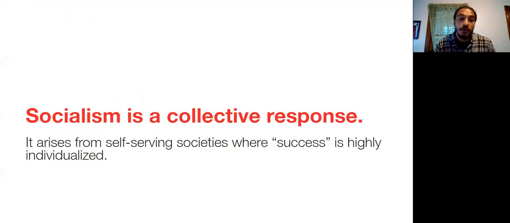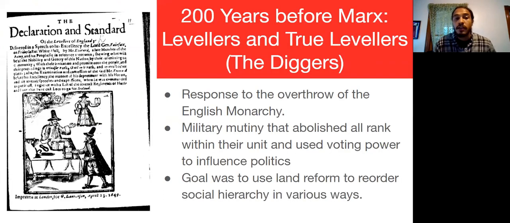So, starting with the origins, socialism is a collective response. It arises from self serving societies where success is highly individualized. Places like monarchies, very restrictive oligarchies. In the Western Hemisphere, it is usually the result of settler colonialism. This started even before Marx.